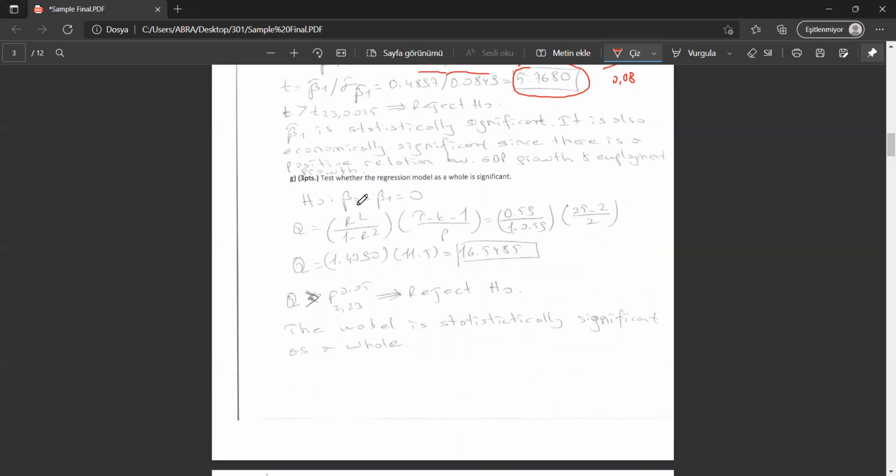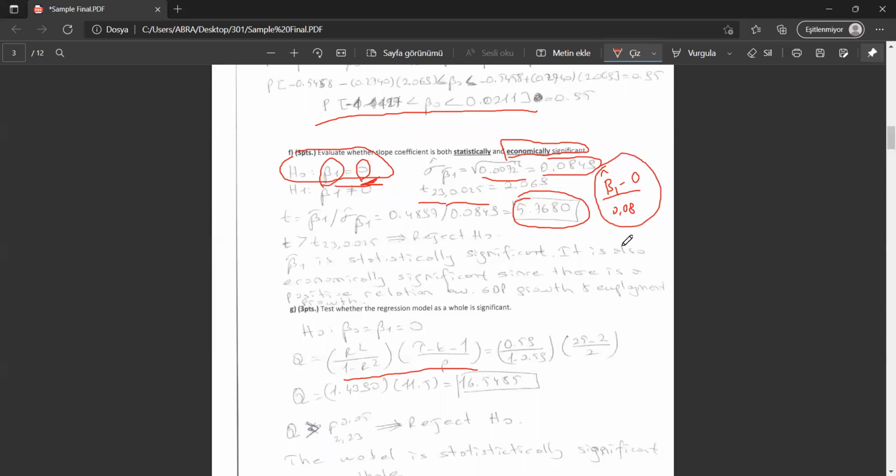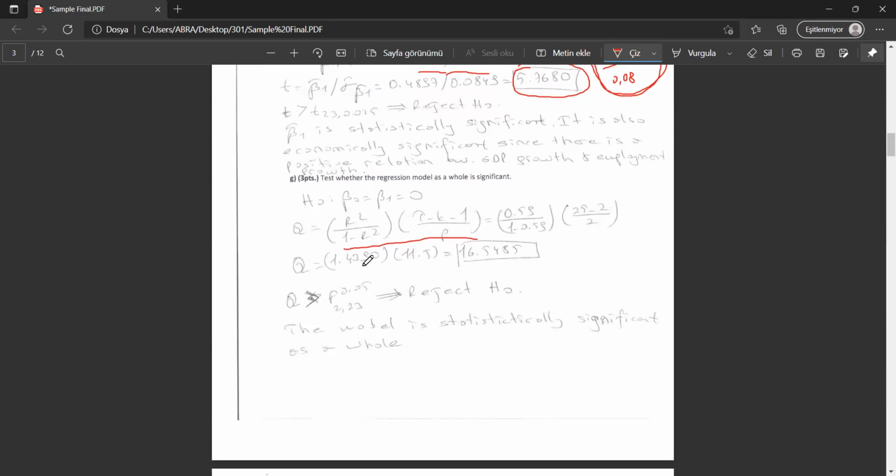Now in part G, we need to test whether the regression model as a whole is significant. If we test the model as a whole, we are using the F-test. Our null hypothesis is that beta 0 and beta 1 are equal to 0. They are both equal to 0. And H1 here is that at least one of them is not 0. To test this, we have this formula. This is our criterion. In the previous part, we compared this with the t-value. Now, we are comparing this with the F value.